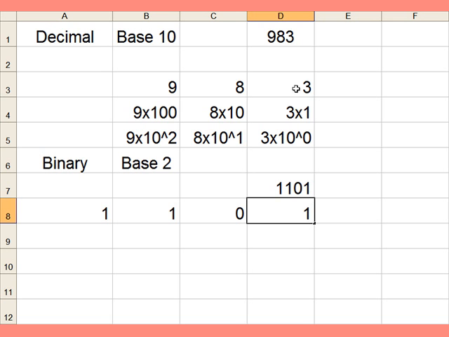In base 10, the 3 represented 3 times 1, or 3 times 10 to the power of 0. And we have something identical in the base 2 number system, except that the base is 2 instead of 10. So we have 1 times 2 to the power of 0.